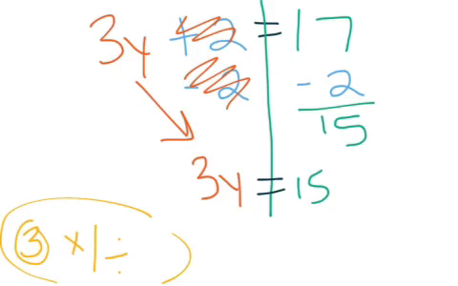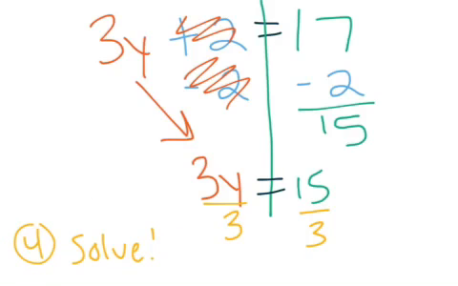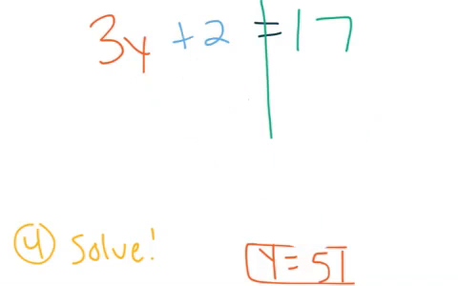And our third step of getting rid of our multiply and divide. Here I know I'm multiplying, so I'm going to show that I'm dividing by 3 on both sides. And our fourth step is simply to solve the problem. So what is 15 divided by 3? 5. Y equals 5.